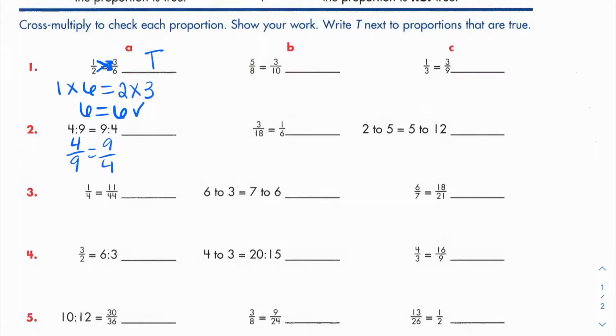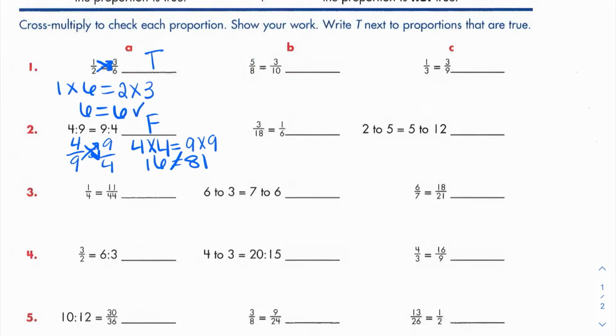Once you've written it as a fraction, you will work it out exactly like we worked out number 1. Match the top to the other bottom and the bottom to the other top. In this case, it gives you 4 times 4 equals 9 times 9. 4 times 4 is 16, and 9 times 9 is 81. This is not a true statement. 16 does not equal 81, so we will write an F for false in the blank.